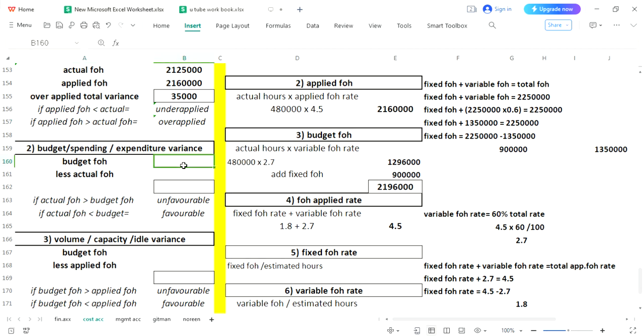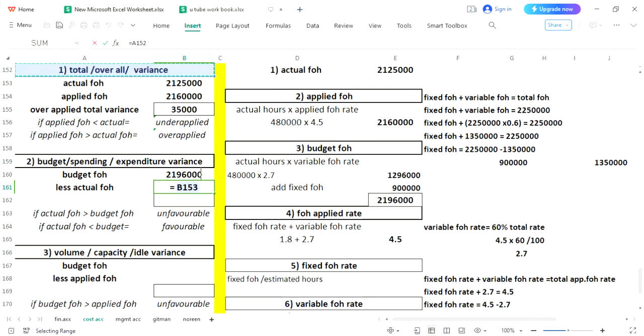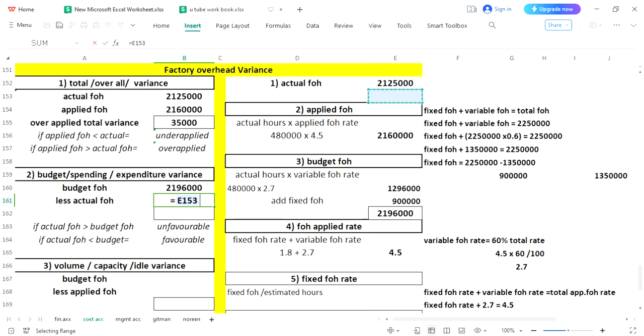Second is budget spending or expenditure variance, for which we need budget FH. You can see that budget FH is calculated over here. How much? The total budget FH is 21,96,000 by applying the formula put over here. Then you need actual FH. For actual FH, you will go little up. First part was solved. Look at here. Actual FH and amount was 21,25,000. You can write here. Both FH have been written.